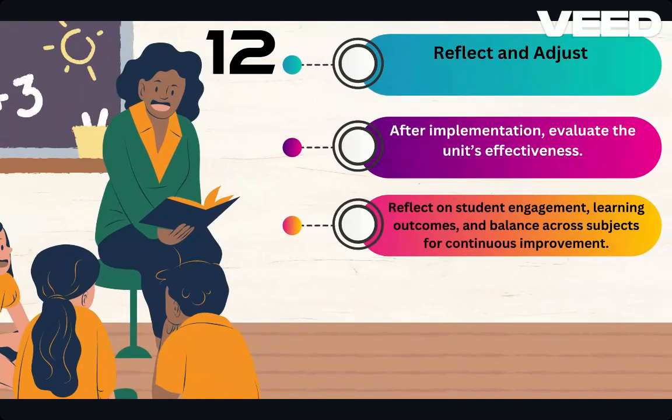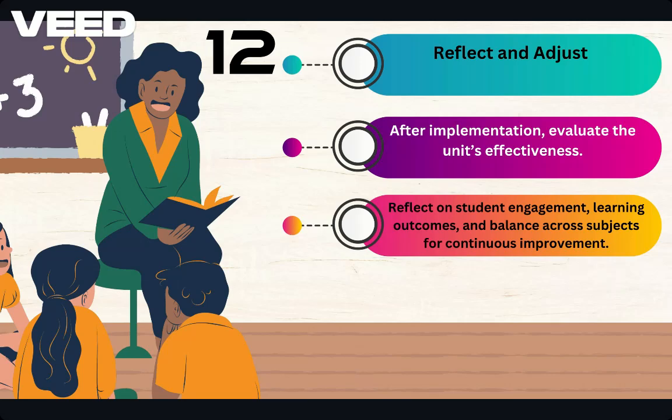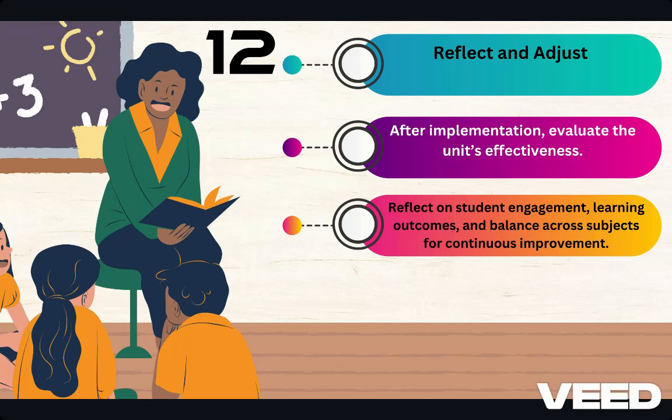Next is reflect and adjust. After implementation, evaluate the unit's effectiveness. Reflect on students' engagement, learning outcomes, and balance across the subjects for continuous improvement. Check whether the unit gave the scope for collaboration, local and global connections, virtual connection with other schools for sharing understanding, and field trips. Do you have resources? Are the learning outcomes selected in specific subjects, scope, and sequence aligned with your central idea and the lines of inquiry?